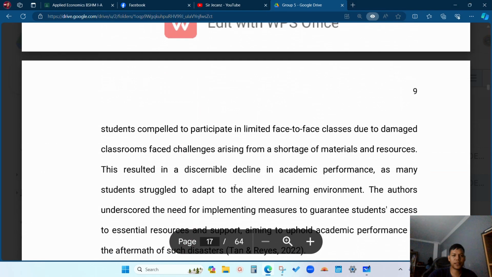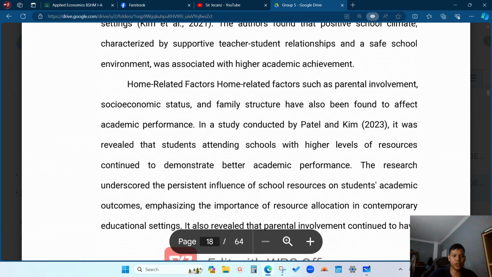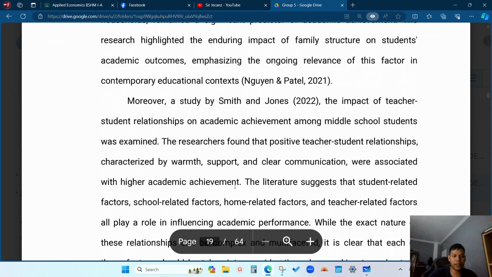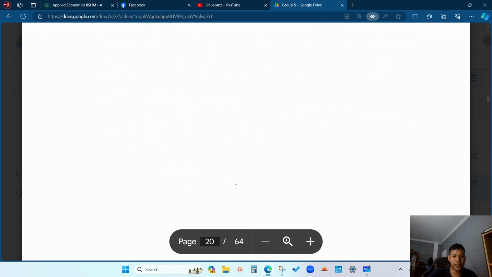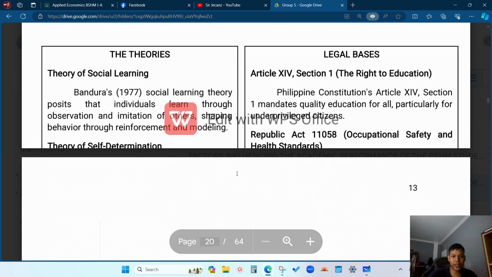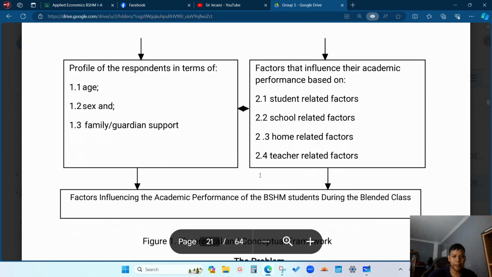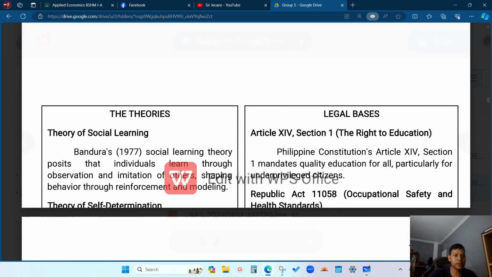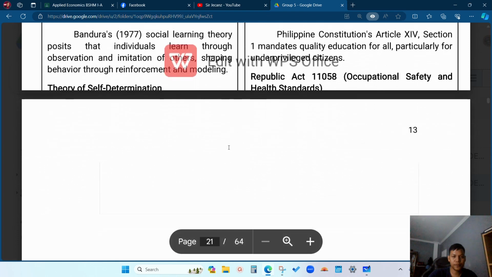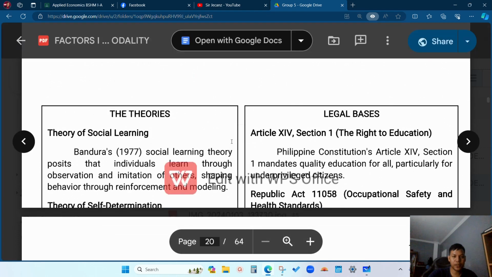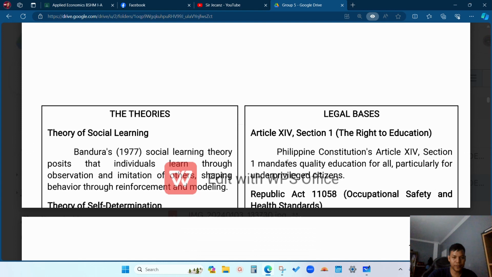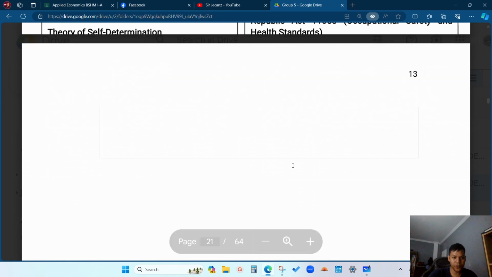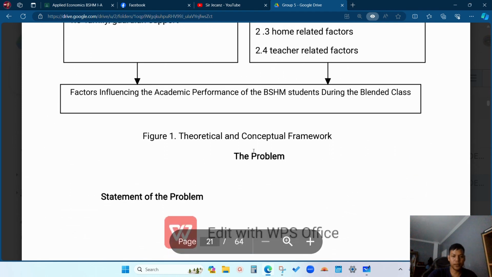I forgot that you also need, as part of the literature background, to put the theoretical and conceptual framework. But on this part, I think there's a problem with the files. So you can check the other manuscripts that I've sent to you for some examples of the theoretical and conceptual framework, because this is also part of the literature background.